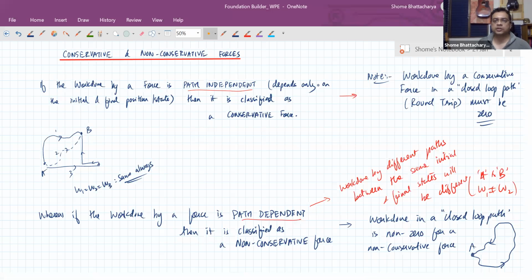Okay, people, so hope you understood these definitions. Coming back to the earlier examples we were doing, you can see that the first force that we had taken, the variable one, was a conservative force, and the second one is the non-conservative force. We will see more examples and applications of conservative and non-conservative forces in the next lecture.